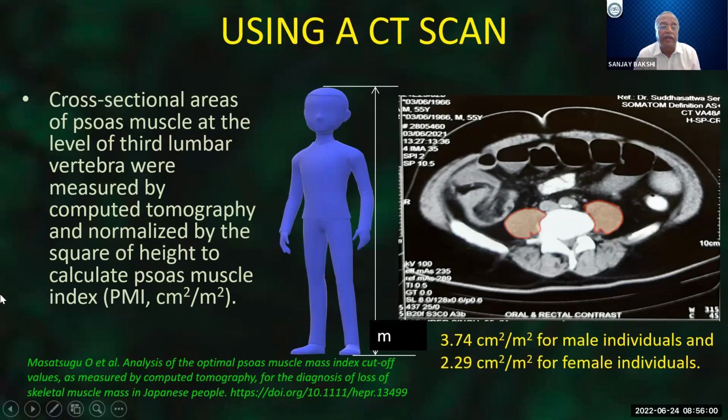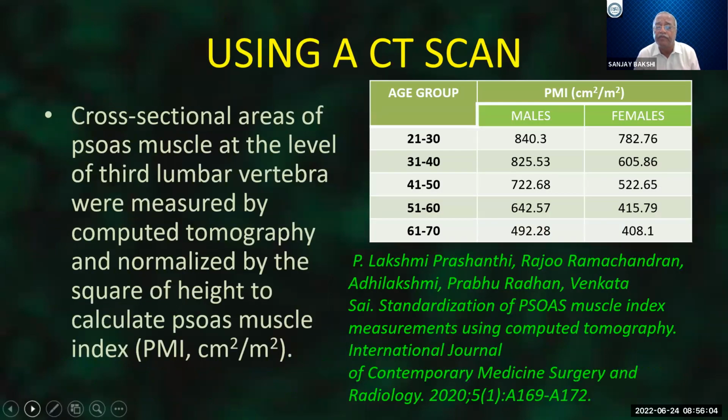22.29 centimeters for females. Surprisingly, there's a study from Velo which has actually quantified that for Indian patients. So that's the psoas mass index, and we use that on a regular basis.